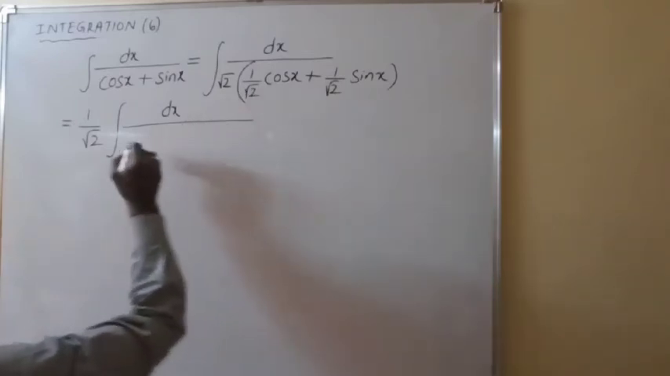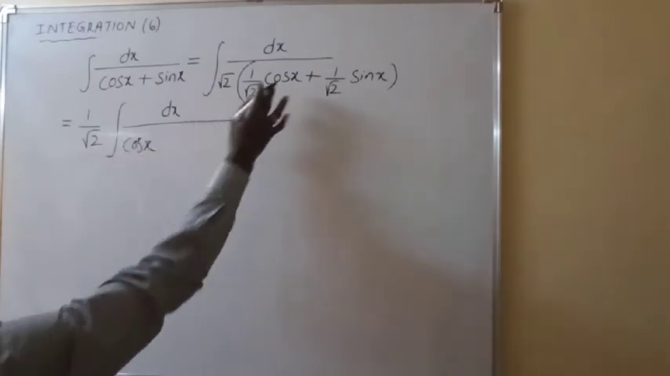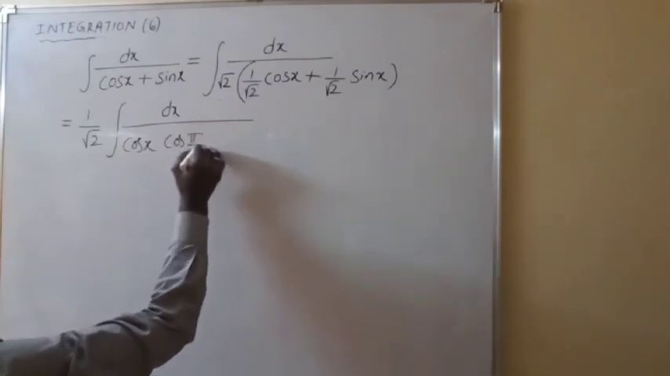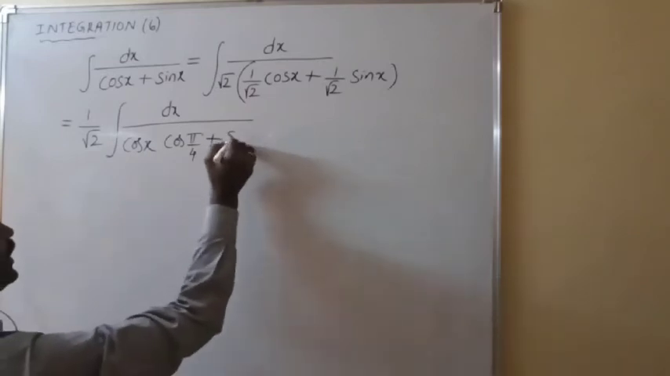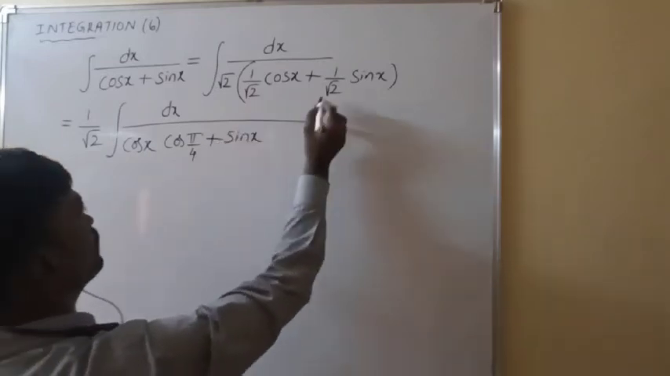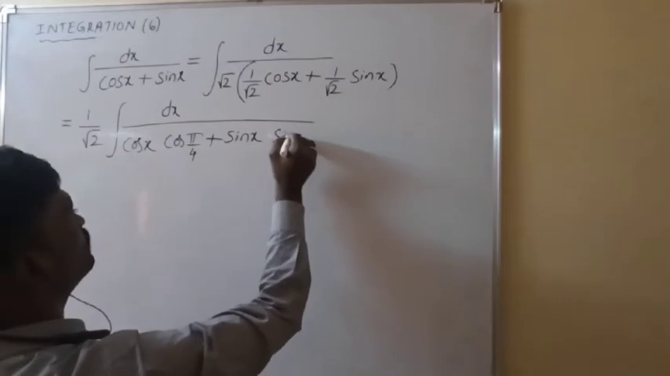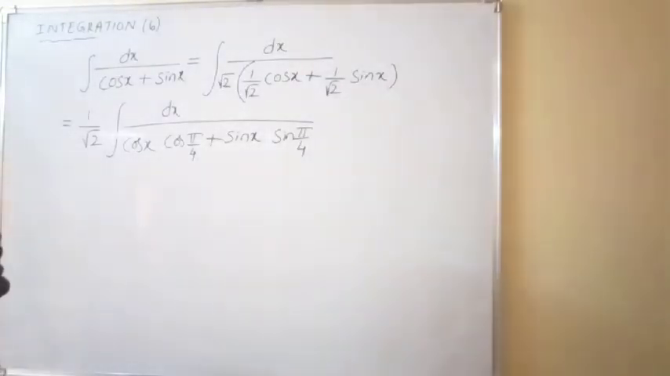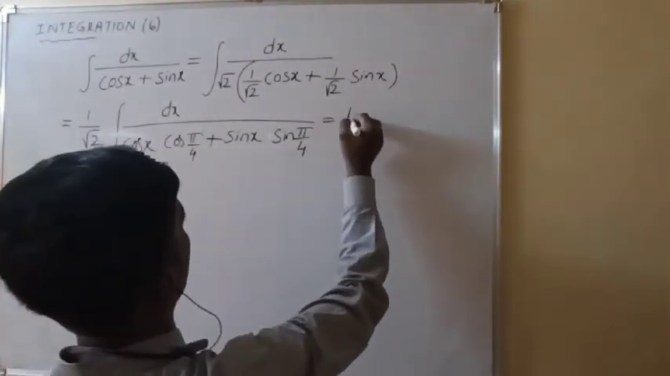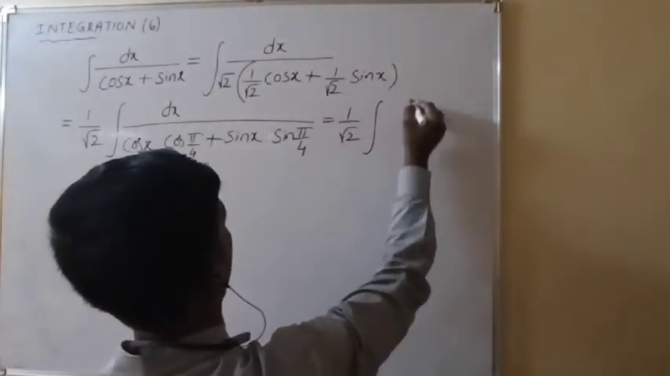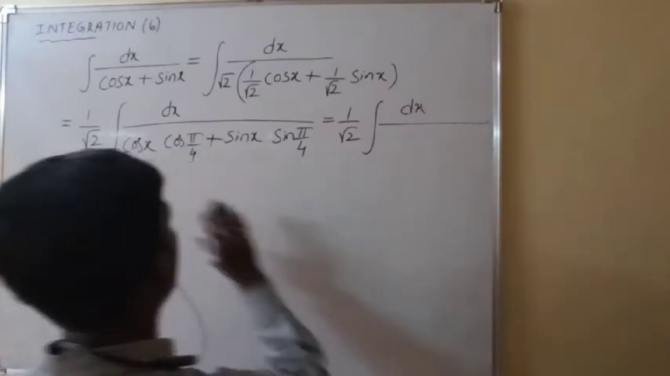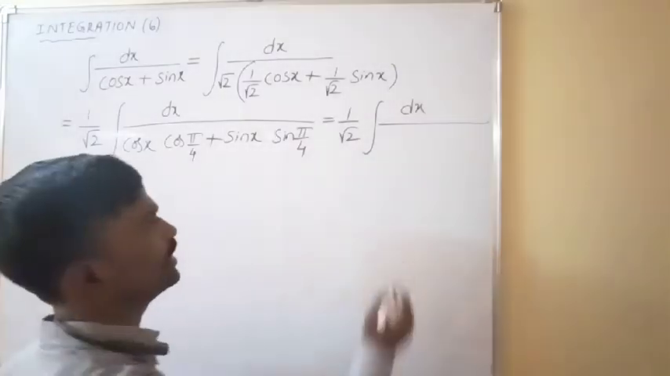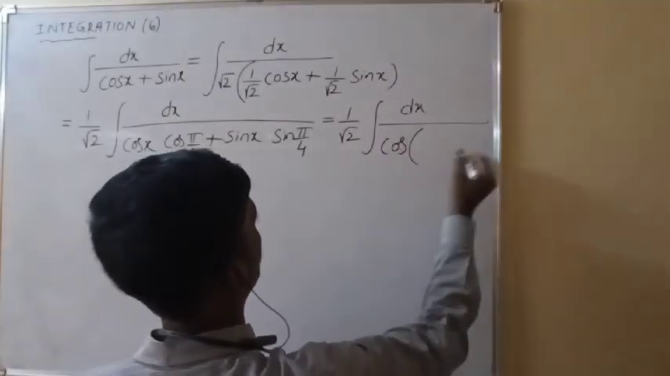So now this 1 by root 2, can I write as cos pi by 4? First you write cos x as it is. Can I write this 1 by root 2 as cos pi by 4? Yes, we can write. Plus sin x into, now you write this 1 by root 2 as sin pi by 4, because cos 45, sin 45, both are 1 by root 2 only. So now if you observe, the denominator looks like cos A cos B plus sin A sin B. It is the formula for what? Cos of A minus B.